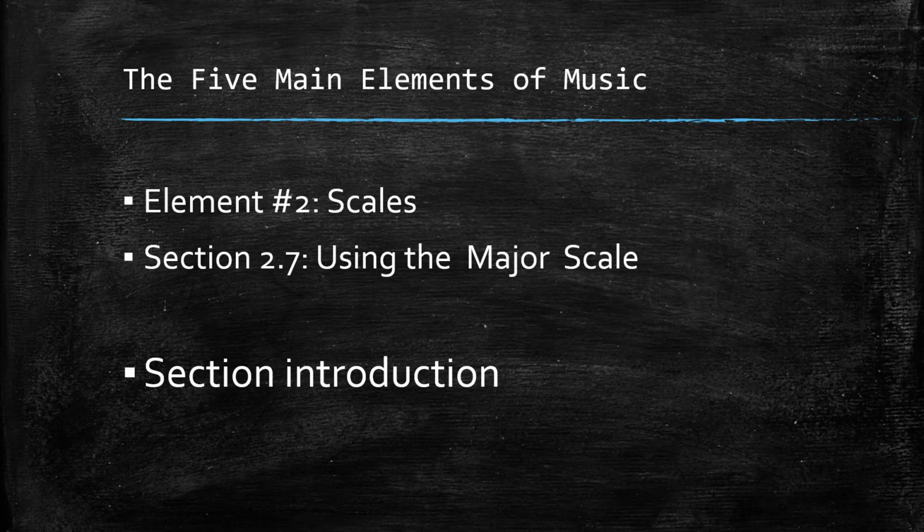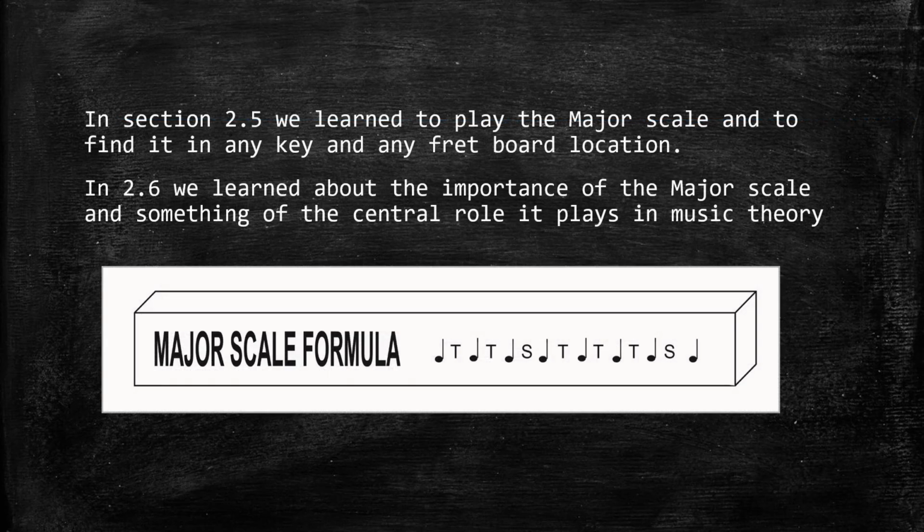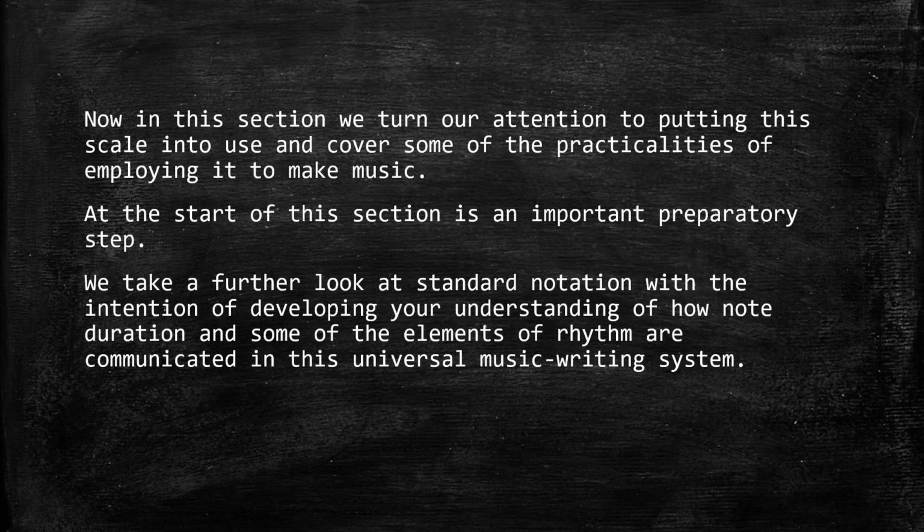Section Introduction. In section 2.5, we learn to play the major scale and to find it in any key and any fretboard location. In 2.6, we learned about the importance of the major scale and something of the central role it plays in music theory. Now, in this section, we turn our attention to putting this scale into use and cover some of the practicalities of employing it to make music.